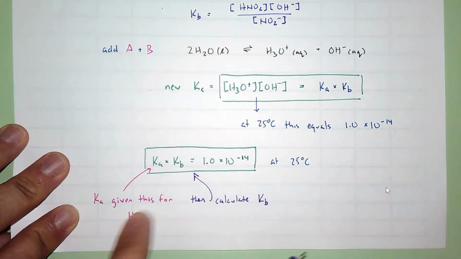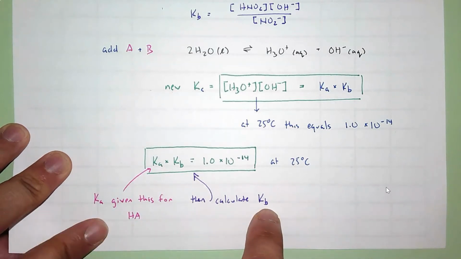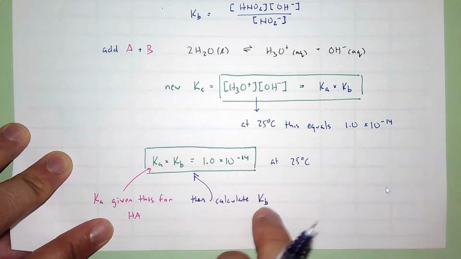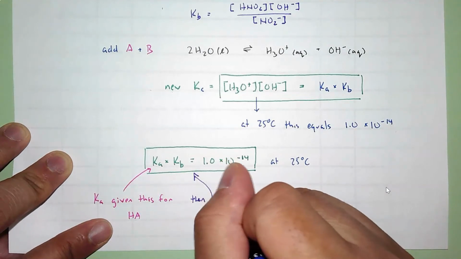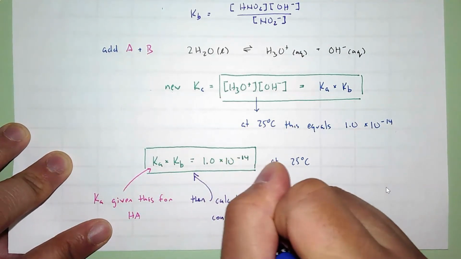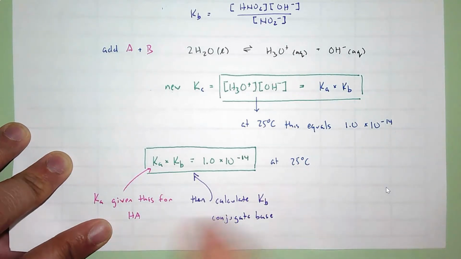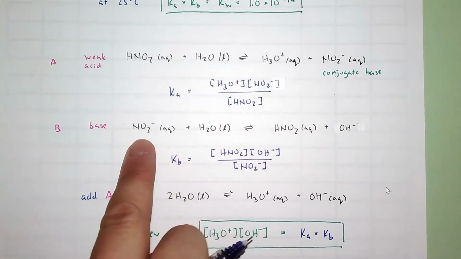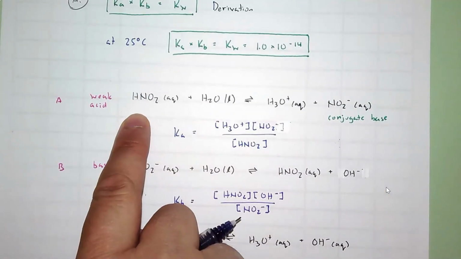Let me just specify. If Ka is given for this acid, HA, then you can calculate Kb not for the acid. It doesn't make any sense to calculate the Kb for the acid. You're calculating the Kb for the conjugate base. And what is the conjugate base for HA? A minus. And literally that's what we did. See the Kb of that. That is the A minus of my acid reaction.